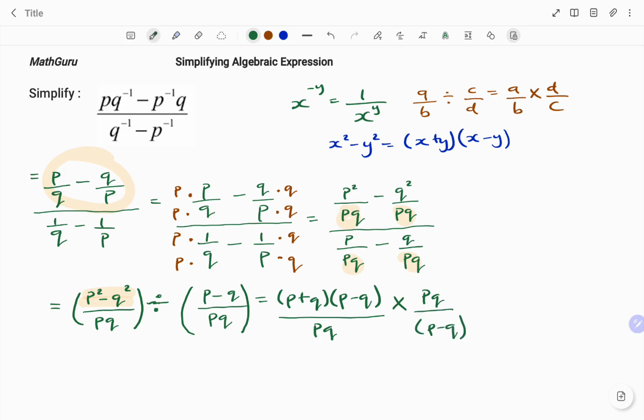Now that I've been able to simplify, the next step is to look for common terms at the top and at the bottom that can divide and cancel out. I have pq divided by pq, that's 1. Then I have p minus q divided by p minus q, that's 1. I'm left with my final answer, which is p plus q at the top divided by 1. p plus q divided by 1 remains p plus q.